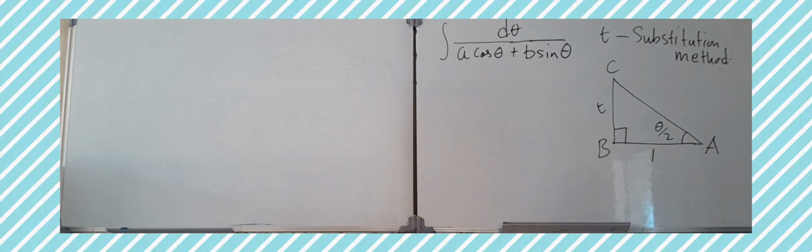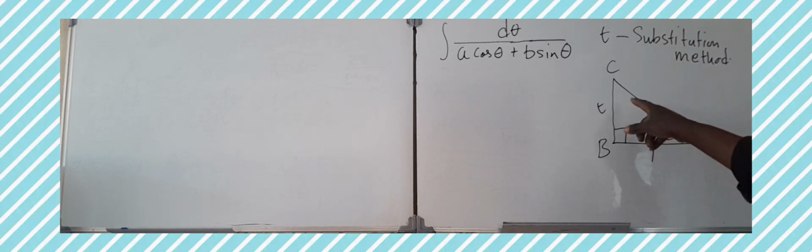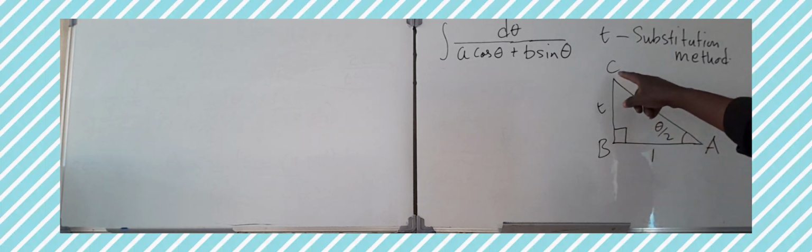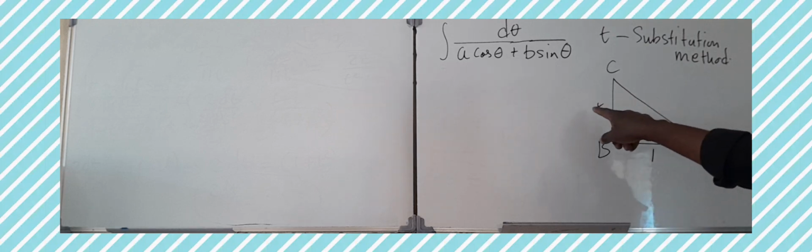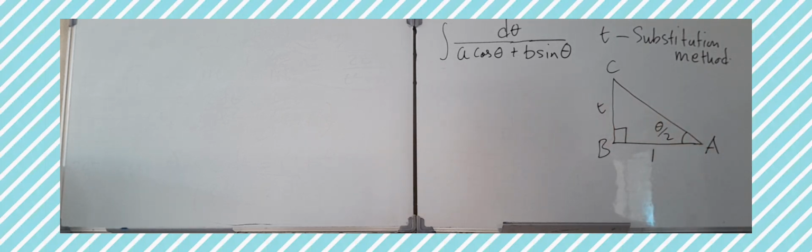Now, once we have done this, certain things follow directly from this. The first thing, of course, is that the tangent of theta over 2, which we know is opposite over adjacent, BC over AB, will be equal to T over 1, which is just equal to T. So straight away, tan of theta over 2 is equal to T. Let me write it here.